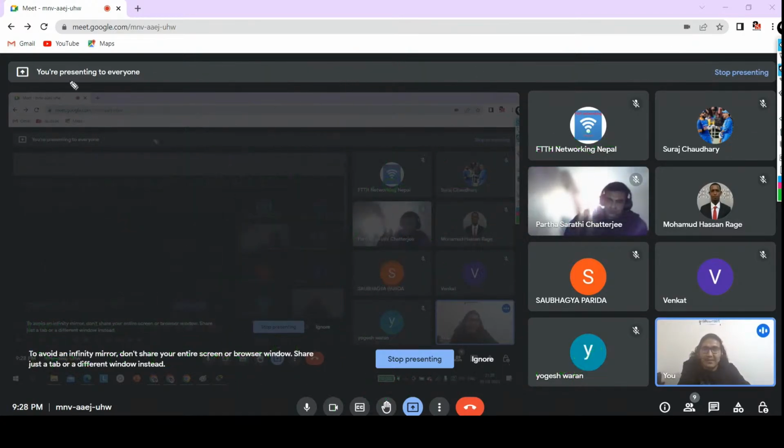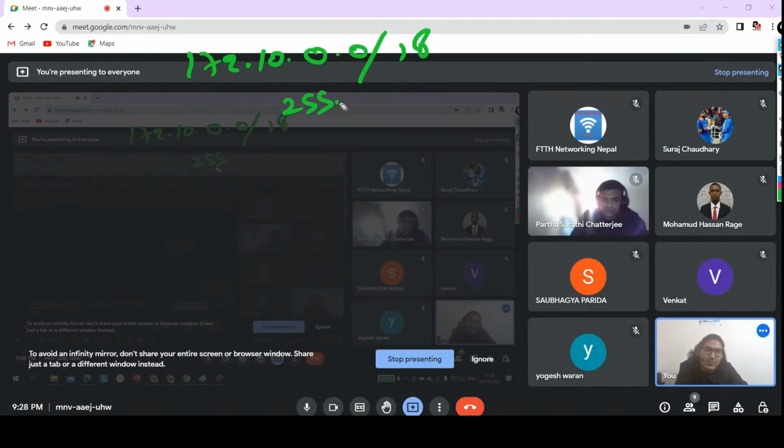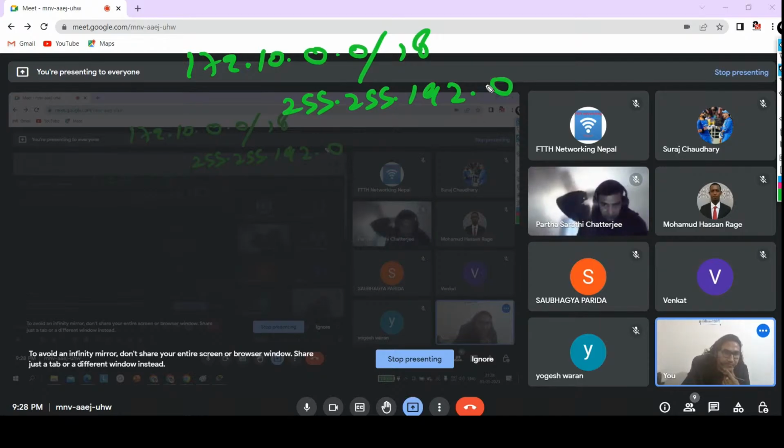Okay, let me take the same example, 172.10.0.0, and this time the slash is /18. So the subnet mask will be 255.255.192.0. Right, Kunal? Kunal, Yogesh sir, Venkat.